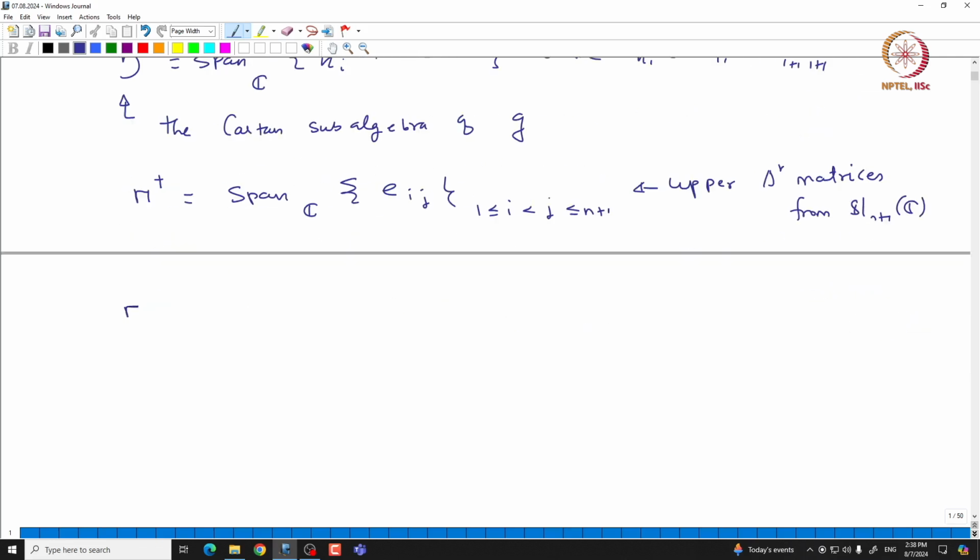Similarly, one can define n minus. This corresponds to the lower triangular matrices. This is the span of E_ij, where n plus 1 is greater than or equal to i greater than j greater than or equal to 1. So, this corresponds to lower triangular matrices.